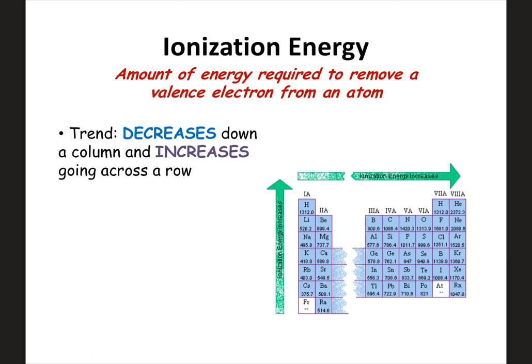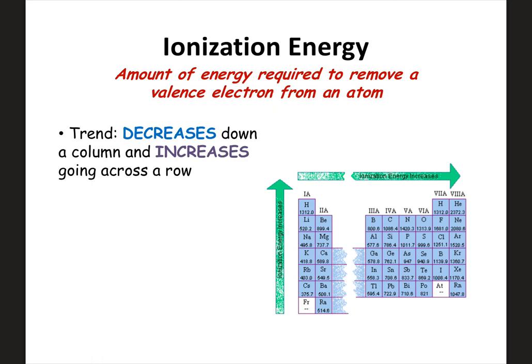So ionization energy, again, first thing you need to know is the definition. If you don't know what this means, you can't fully think about what's going on here. So ionization energy is the amount of energy you need to remove a valence electron. So if you walked up to an atom and you wanted to steal away a valence electron, how much energy would you need? That's the ionization energy. How much energy does it take to pull away an electron? So definitely know the definition first.